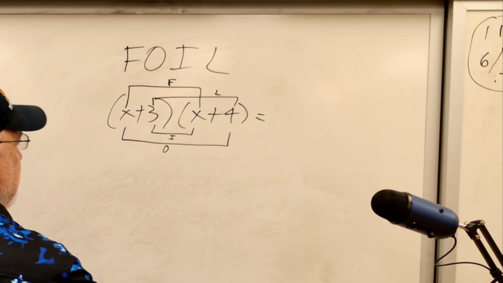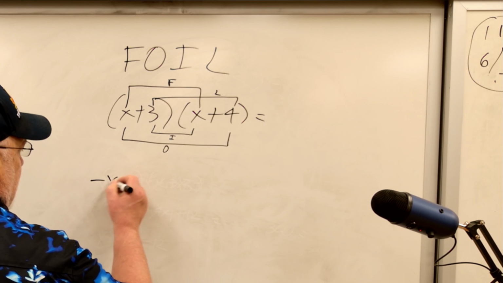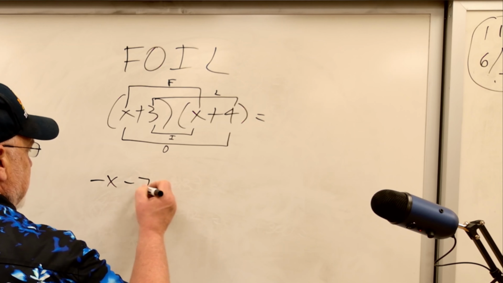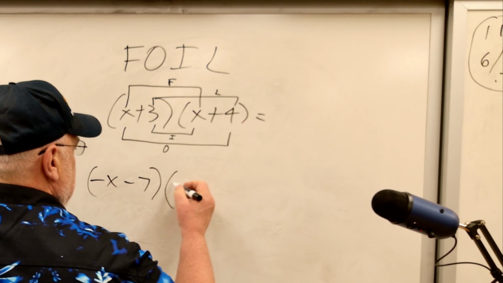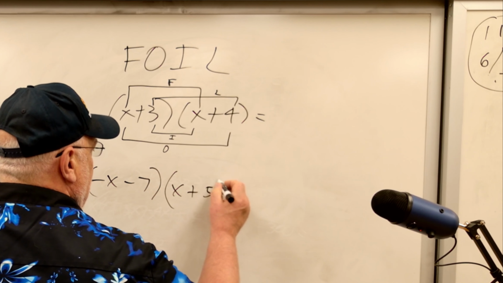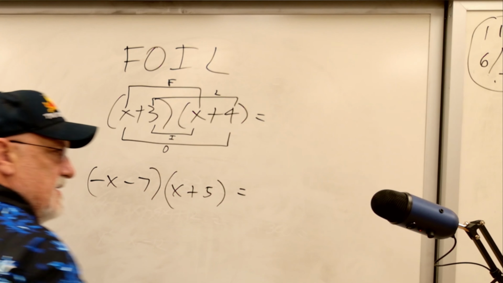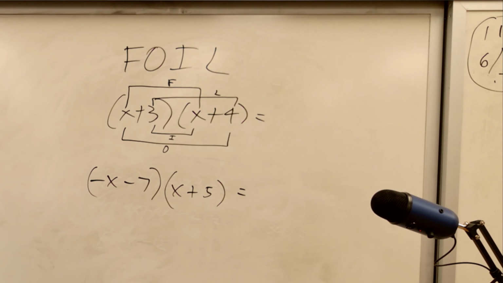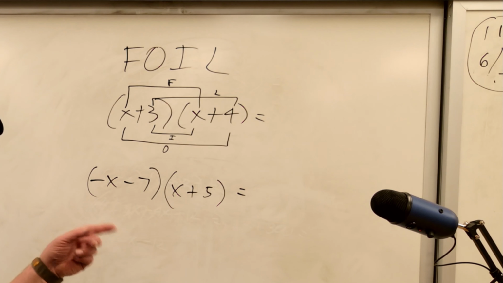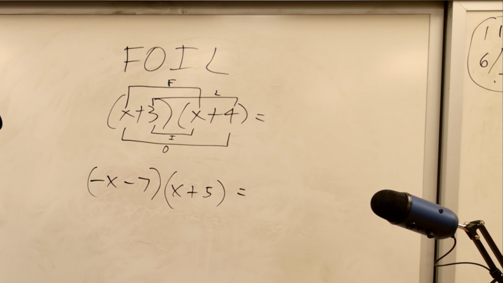All right, let's look at another one. So we're going to have negative x minus 7 times x plus 5. Get some new numbers up there. Give 7 and 5 a chance to be in the highlight. Okay, so what is negative x times x? Well, unlike signs are going to be negative. All like signs are positive.